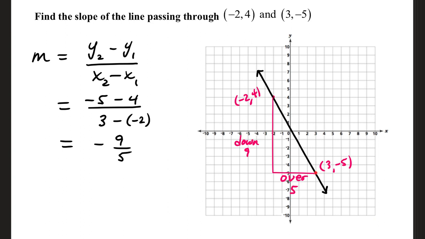And then subtracting our x values in the same order, that's 3 minus -2. The distance between 3 and -2 is 5 units, for an overall slope value of -9/5.